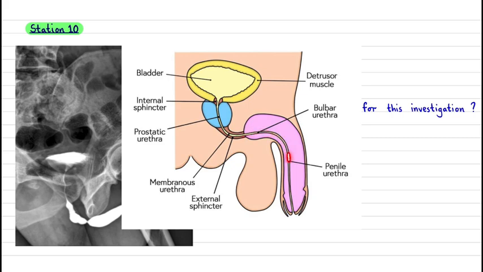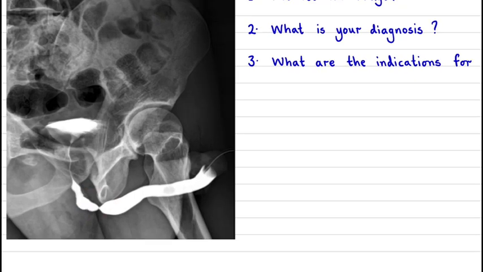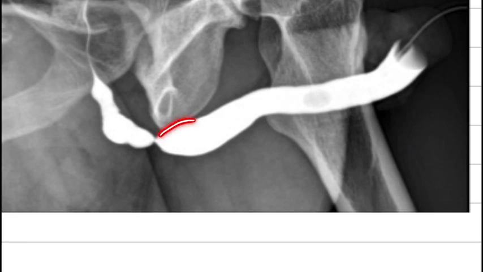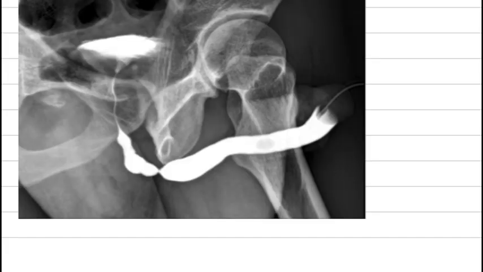and the penile urethra is right here, which is why we described our findings as a retrograde urethrogram which reveals a narrowing of the bulbar urethral lumen. So this is the bulbar urethra right here with tapered margins. Tapered in this case simply means this progressive narrowing, as you can see here. And then there isn't any significant urethral dilatation proximal to the narrowed site of the urethra, proximal to this, which is this direction.